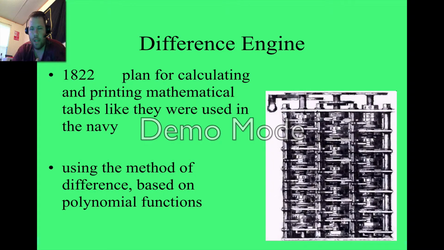Difference engine, what he's most famous for, is his calculating difference engine. 1822, planned for calculating and printing mathematical tables like they were used in the Navy. The Navy used it more for navigation because they had to be great with numbers in order to realize where on the map they were. Using methods of difference based on polynomial functions, this was, sorry, my cat's in the way. This was basically used for computing large sums of numbers without having to write it down or do it in your head.